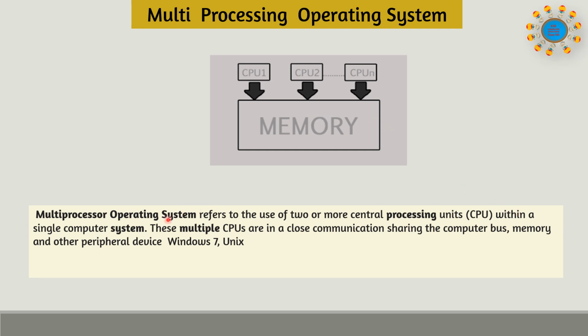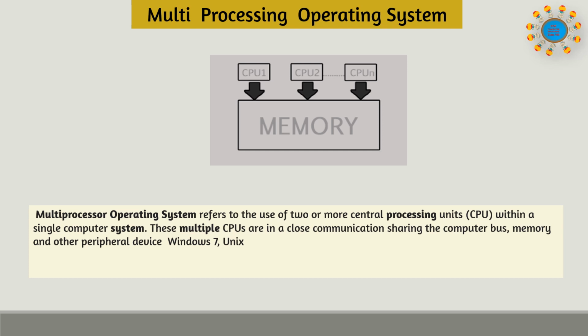That means it will be within a single computer system, and these multiple CPUs are in close communication. They will share the computer memory, and other peripheral devices, just like a printer. So the peripheral devices can be shared and the memory of the computer will be shared equally, so the work will be done fast. For understanding, multiprocessing means more than one processor. Otherwise we can say multiple CPUs will be inside the computer and it will make the computer work faster.